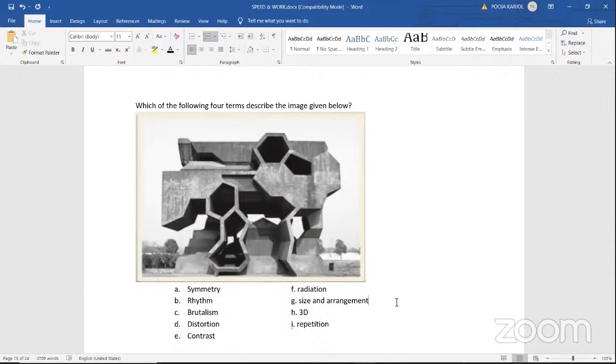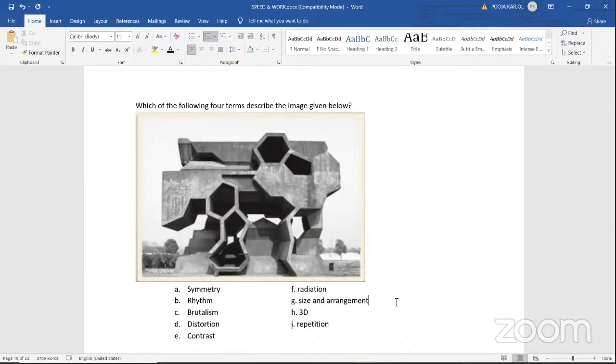Ma'am, is it 3D, repetition, brutalism, size and arrangement? What is meant by brutalism, ma'am?